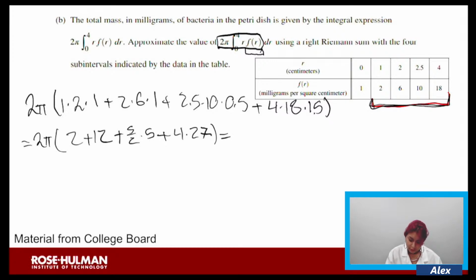which is equal to roughly 845.088. And since it is an AP exam, they do like you to put 3 places after the decimal as a rule of thumb, and so that would be where you cut off your approximation.